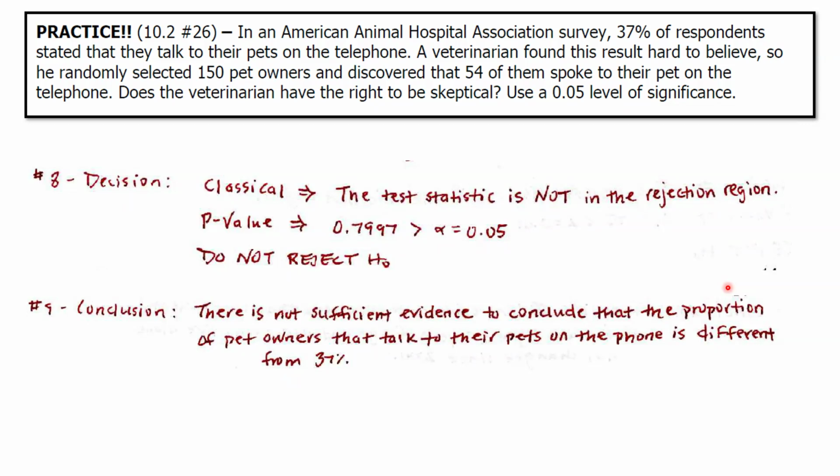The p-value of 0.7997 is huge, meaning there's about an 80% chance of seeing this kind of difference just by chance. So an interpretation of this is that the vet sample actually supports the original claim, because a 1 percentage point difference with a sample of 150 is truly nothing to worry about.